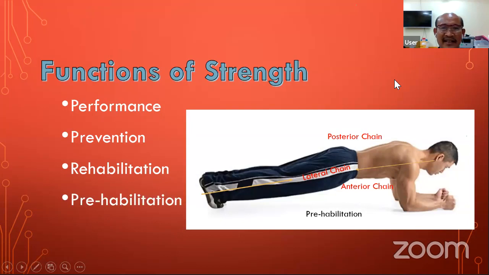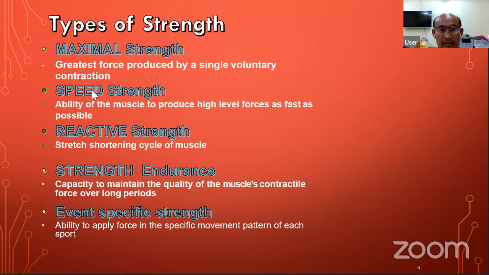Okay, now you understand the function of strength training. Now we go to the next slide. Next slide, we will talk about the types of strength. We can classify strength into 4 types, but in my opinion, we might have 5. And 5 is very important because strength number 5 is event-specific strength, which belongs to your sport and your movement pattern in that sport.